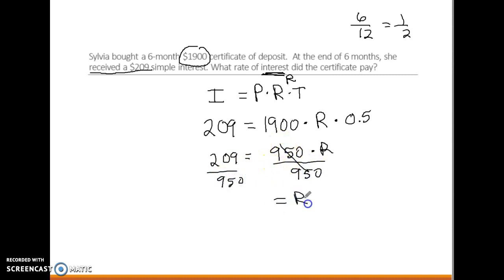Our rate comes out to be 209 divided by 950, which is 0.22. But remember, we want it back as a percentage. This 0.22 isn't a percent. We need to multiply by 100 to convert it back into a percentage. So the rate is 22% for this certificate of deposit.